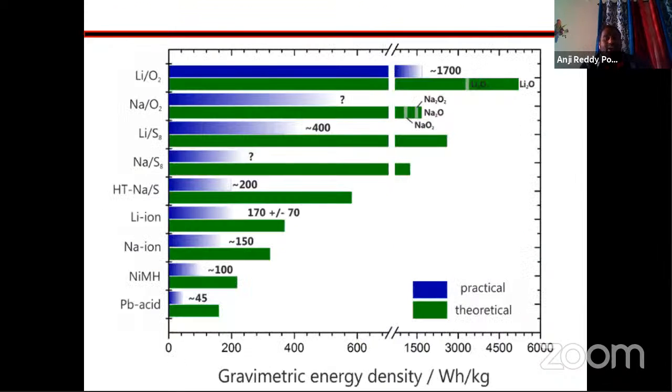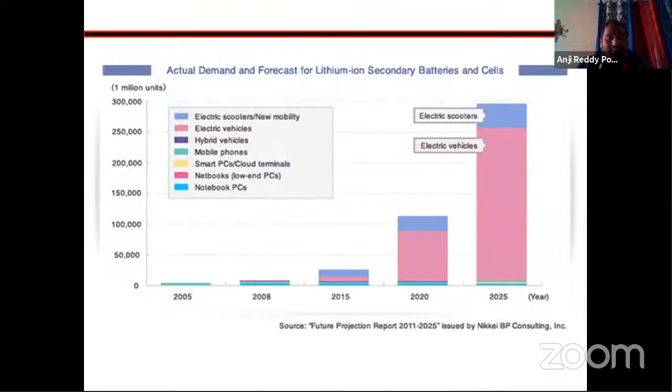And I have given the gravimetric energy densities of different batteries here. Out of all, you can observe that lithium oxygen has more compared with all the others. We can observe the theoretical value and the practical value: green is the theoretical and blue is the practical. Out of all, the lithium oxygen battery has the highest gravimetric energy density value.